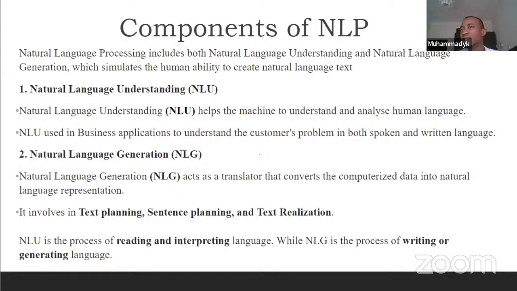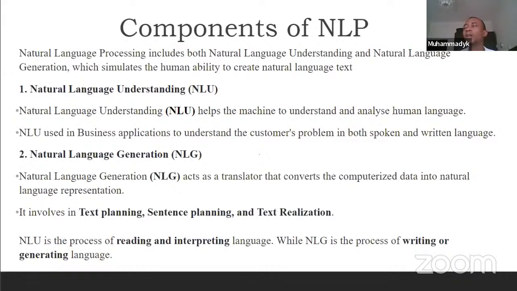So machines these days are now intelligent enough to translate these texts that don't have meaning into a natural language representation. So by the time these machines are done with analyzing this text, we'll be able to understand what this text means. Some of the processes that natural language generation does are text planning, right? We'd have a text and it can analyze it and plan that text for us. We have sentence planning and we have text realization.